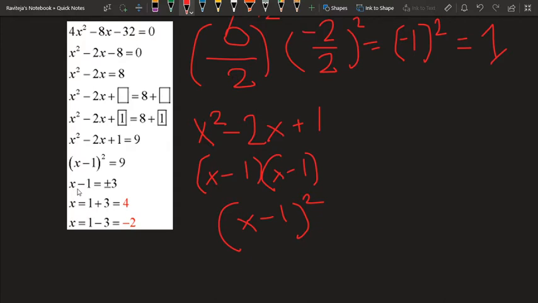Well, now that we have x minus 1 equals positive and negative 3, we can just add 1 on both sides. So we'd get x equals 1 plus or minus 3. And notice how there's a plus or minus 3, a positive and a negative 3. That means we're going to have two x values, and we'd find them by doing x equals 1 plus 3, which equals 4, and then also x equals 1 minus 3, which equals negative 2. So that's how we get our x solutions to this quadratic equation, which is 4 and negative 2.